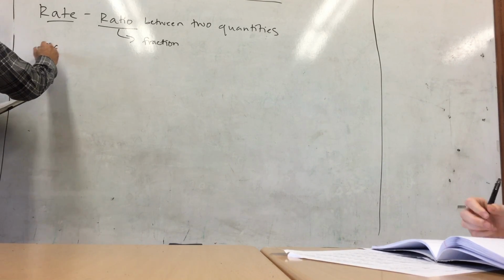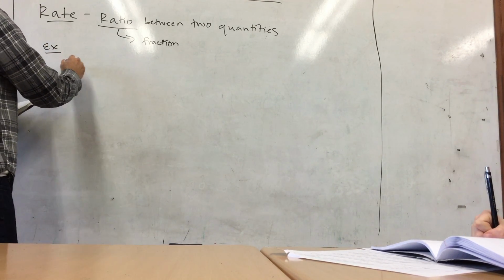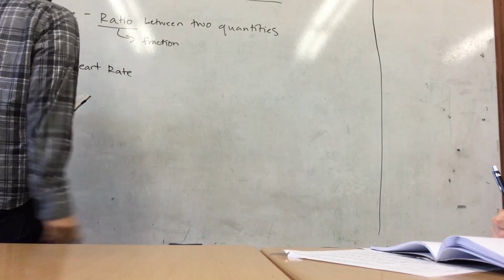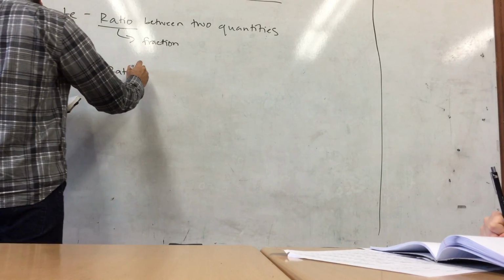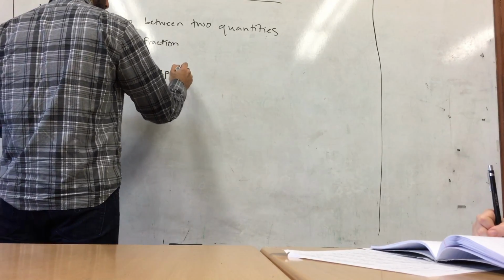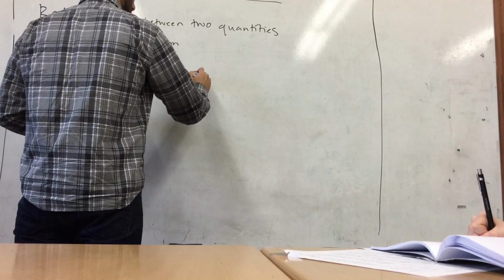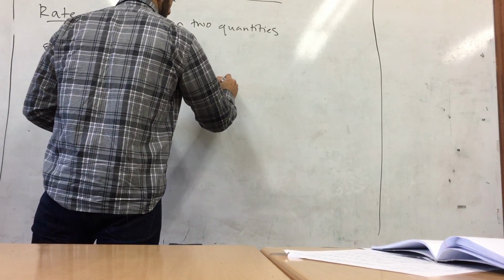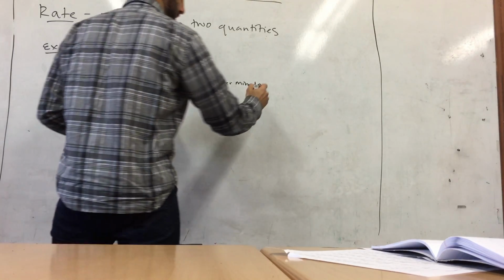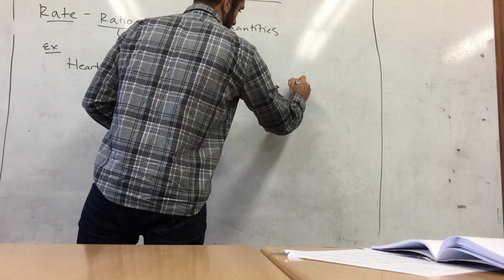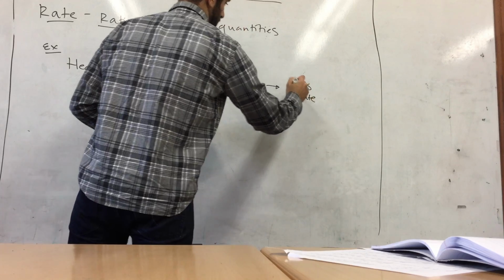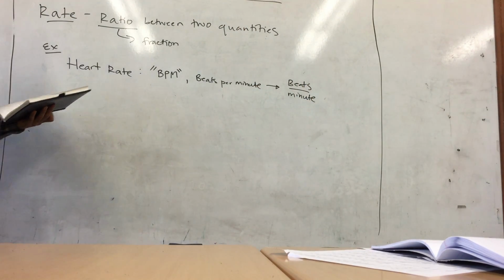Alright, let's look at a couple examples. I'll give one, then you guys can give me some. Heart rate is an example of a type of rate, and we can express it in what's called BPMs, beats per minute. Mathematically, as a fraction, it would be beats per minute.